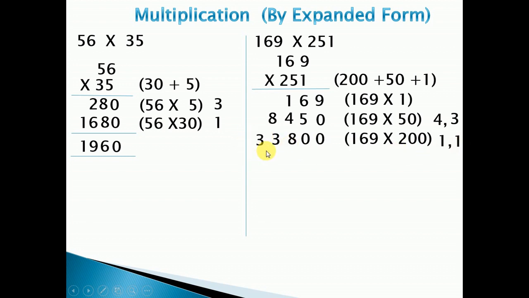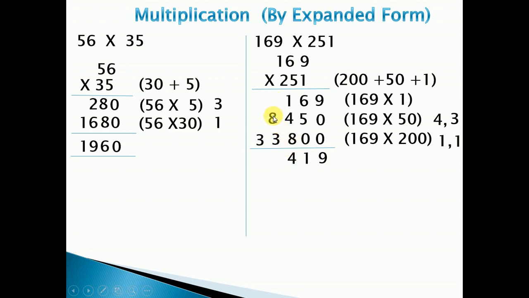Now we add all numbers together. 9 plus 0 is equal to 9. 6 plus 5 plus 0 is equal to 11. Write 1 here and one is carried. 1 plus 1 plus 4 plus 8 is equal to 14. Write 4 here and one is carried.